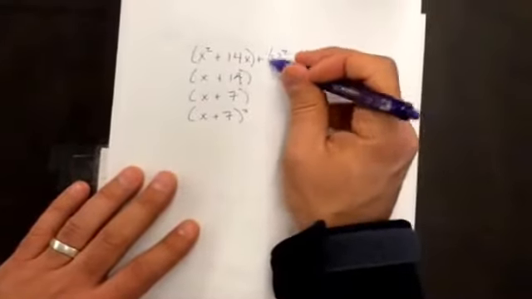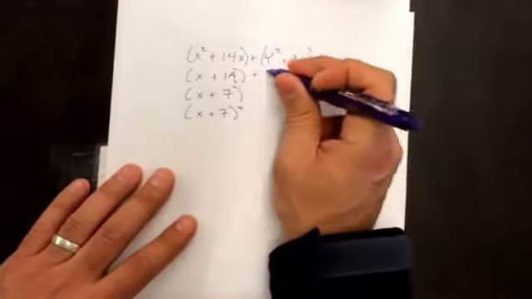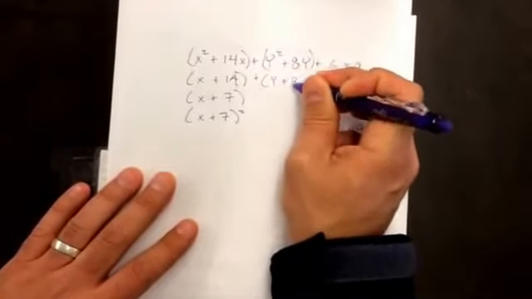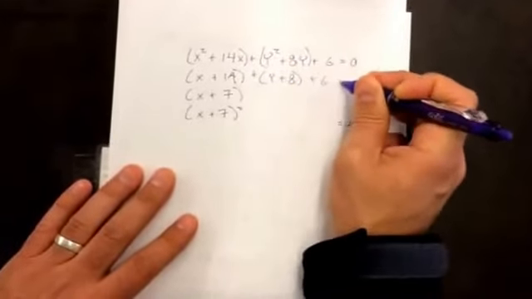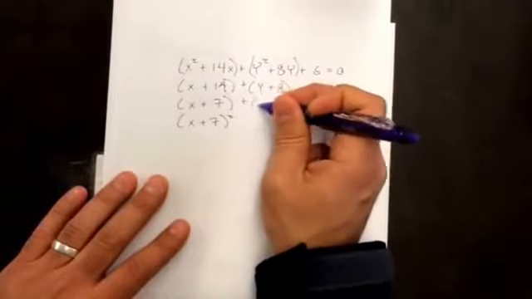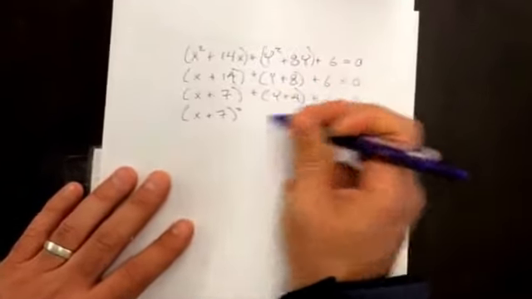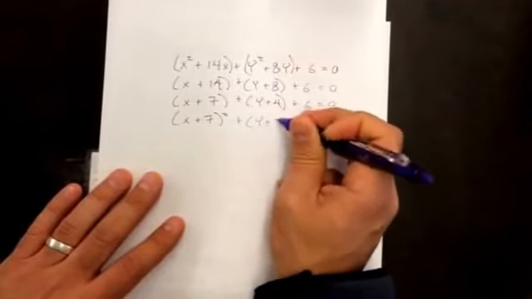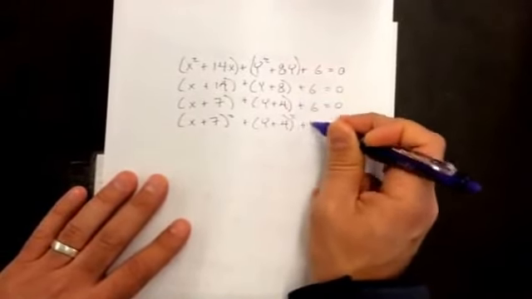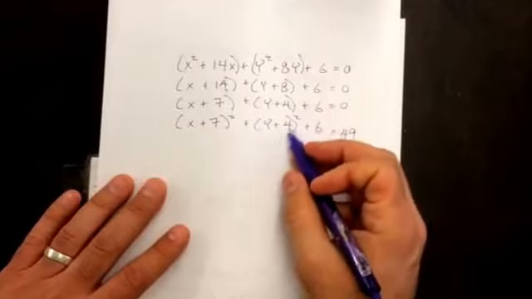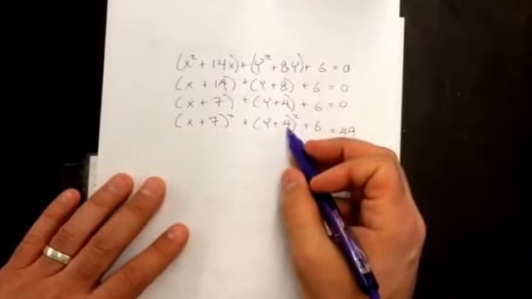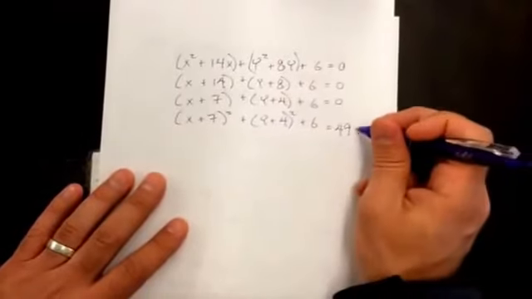Now I'm going to do my y's. I'm going to trap the y's. I'm going to drop a y from each one. I'm going to divide by 2. I'm going to square it. When I squared this, I added 16 to this side of the equation, which is 4 squared. So I'm going to add 16 to the other side.